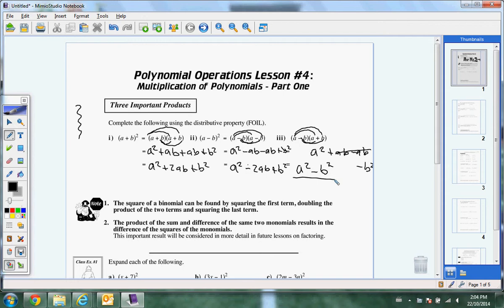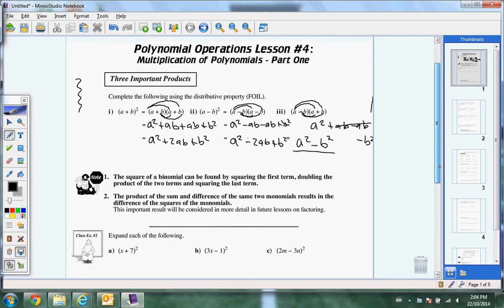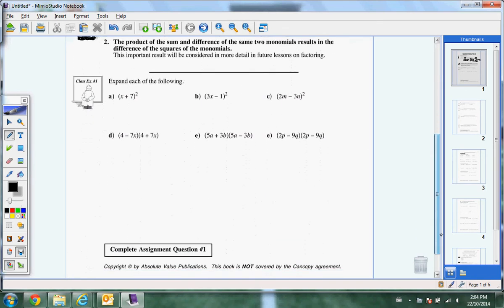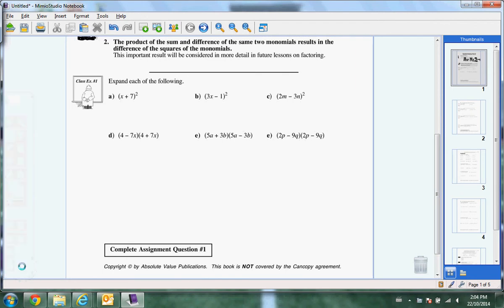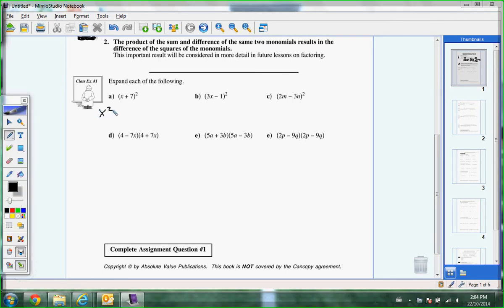Let's go down. So the pattern, again, so we don't have to FOIL. You can if you want to, okay? But it's going to be x squared, and then I'm going to have 2 what? 7x's, right? I'm going to have 2 7x's, so that makes what? 14x. Okay, and then what's 7 squared? 49. So x plus 7 squared is that.